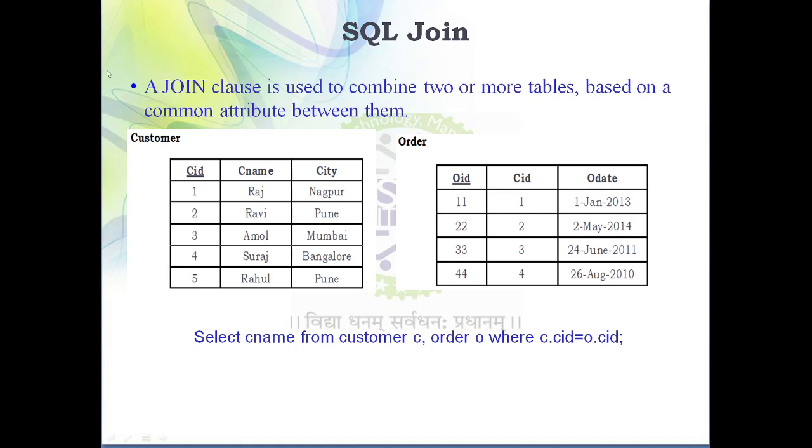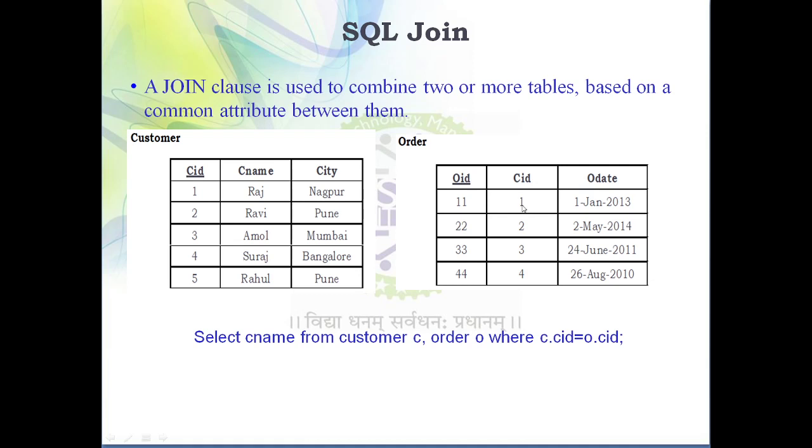If I look at both tables manually, I can say that Raj, Ravi, Amol and Suraj have placed an order, but Rahul is a customer who did not place any order. How do I come to know this? Because the customer ID is mentioned in the order table, which gives me the idea that this customer has placed an order, but Rahul has customer ID 5 which is not present in the order table.